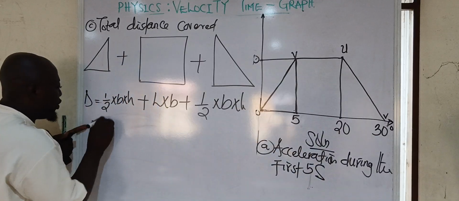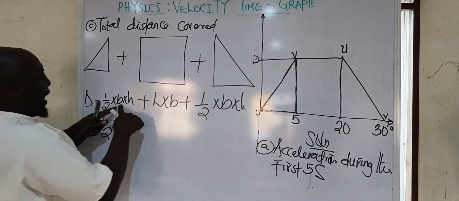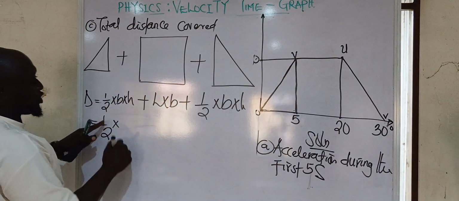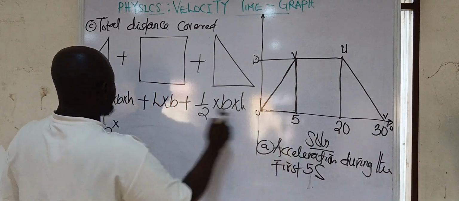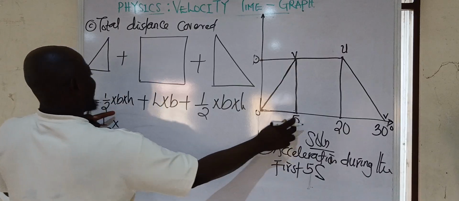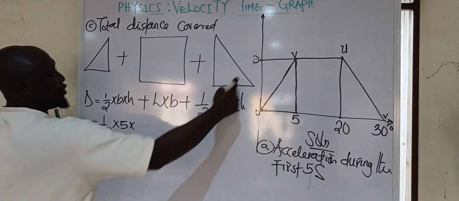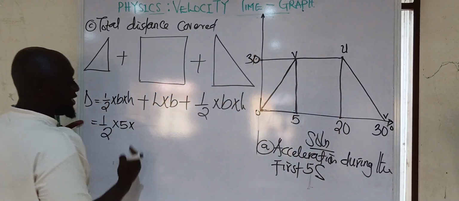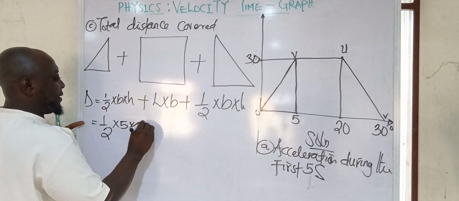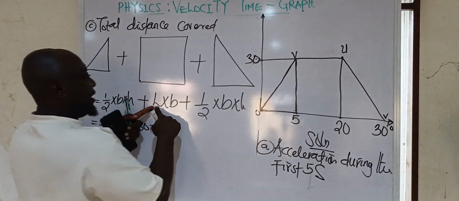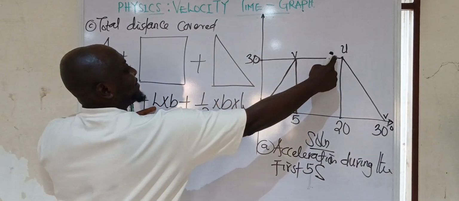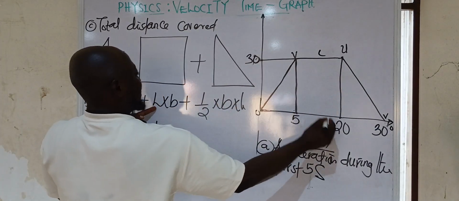From this part now, we have half times, I already know this one because I've calculated it for the first 5 seconds, but let me just still do it. What is my base here? The base is this 5 here. What's the height? I told you that the height is the 30 here. Every diagram here uses the height or the length as that. So this is 30 plus, for the rectangle, the height is the length. So this is the length. Push it here. This is the base. So push this one here.